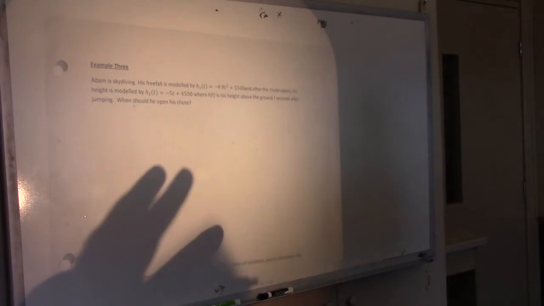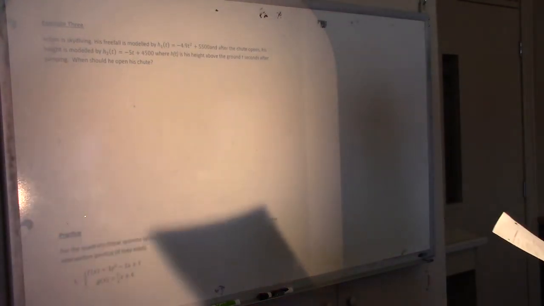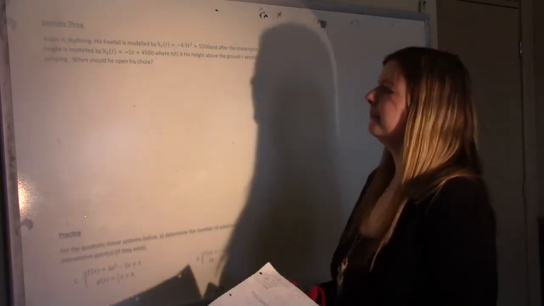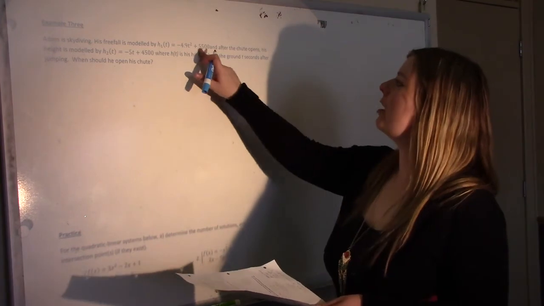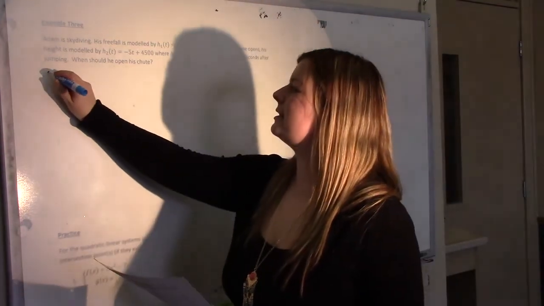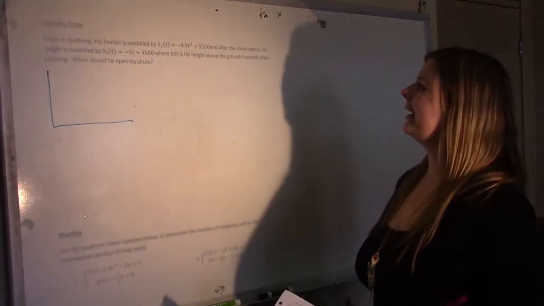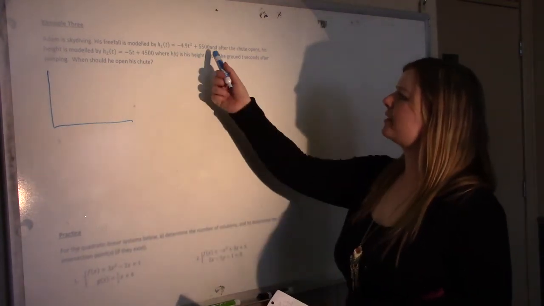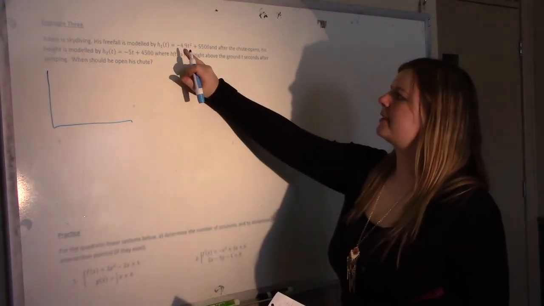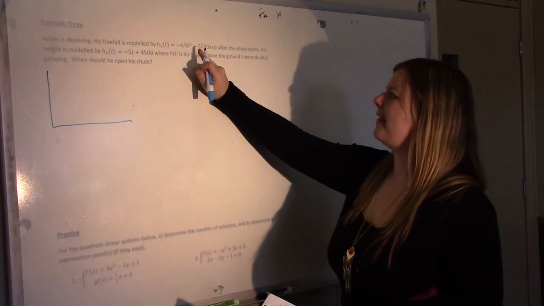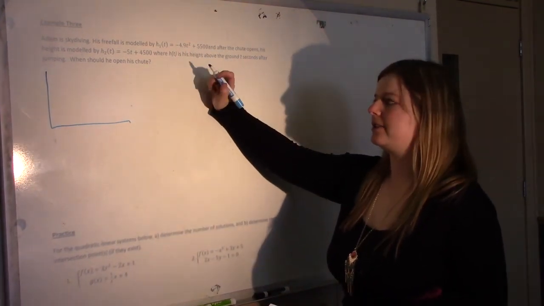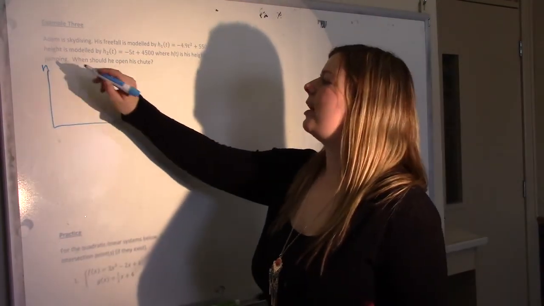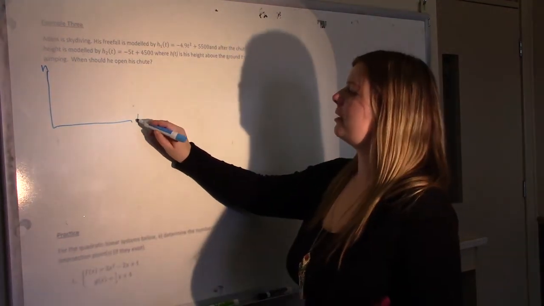One final example. Something a bit more real life about Adam skydiving. So he has a free fall modeled by a parabola. Let's think about what this looks like. This is his height over time. This is the acceleration due to gravity, and then this plus 5,500, that has to be the y-intercept or the h-intercept. So that means that's how high he was when he actually jumped.